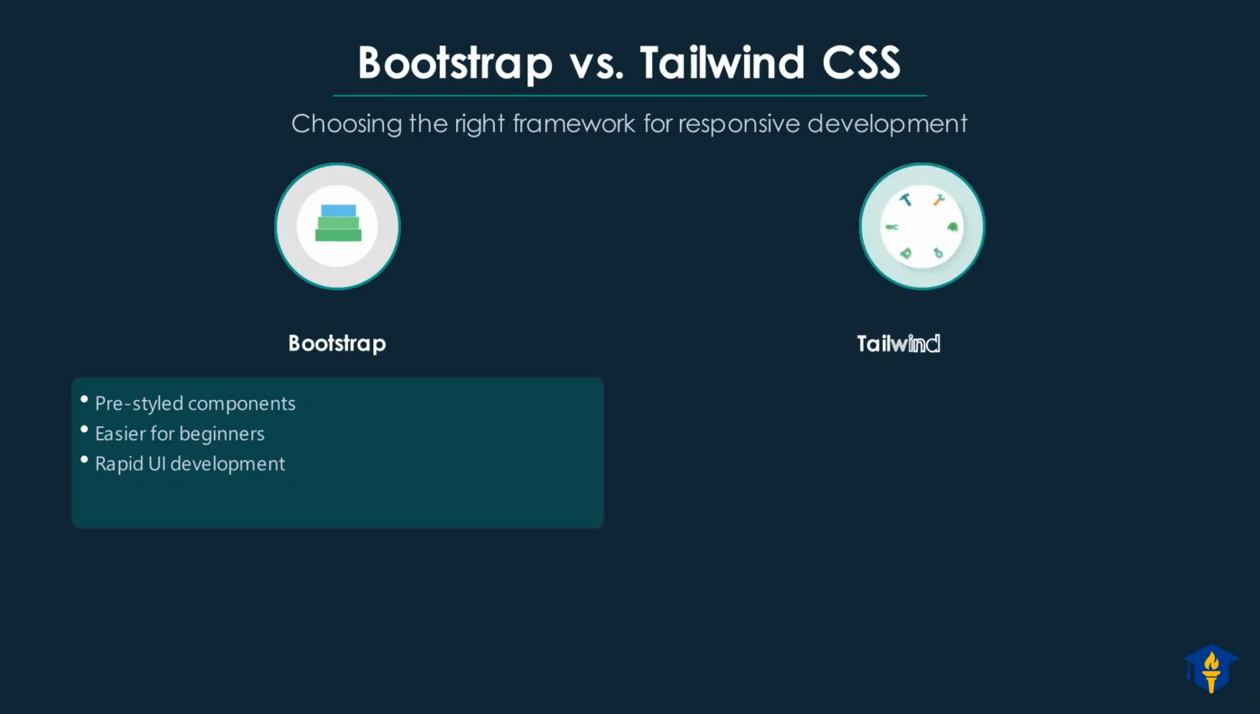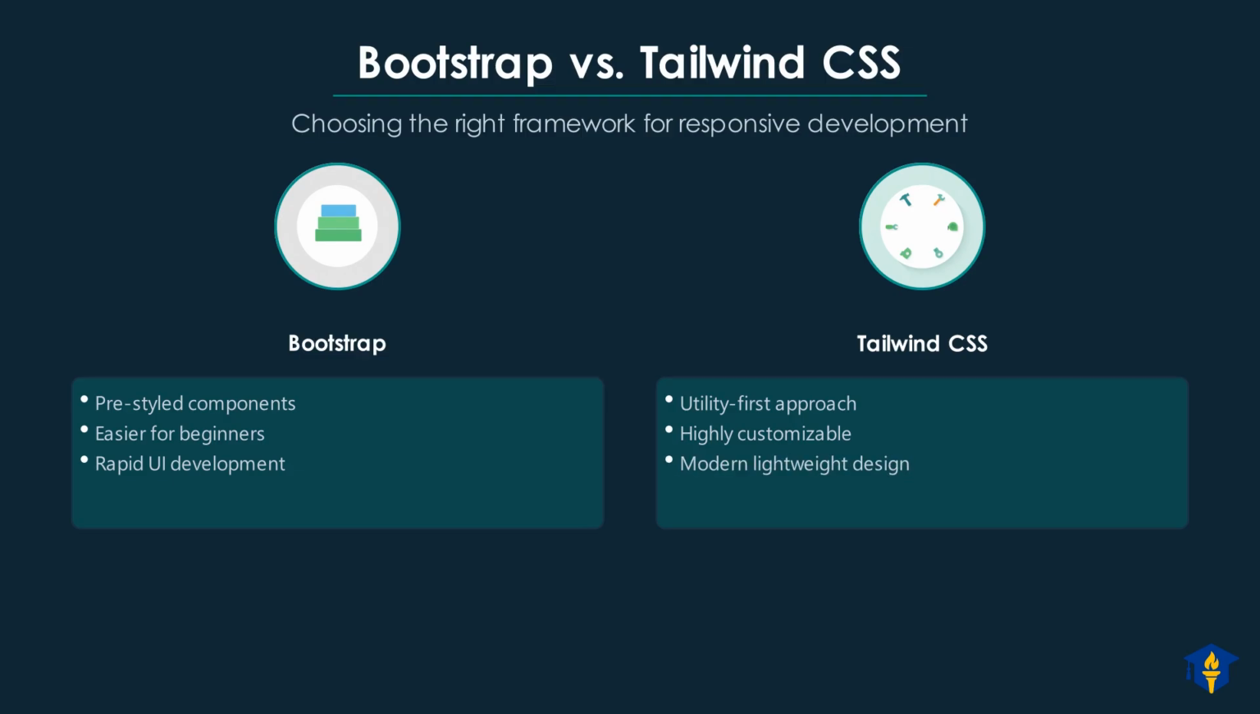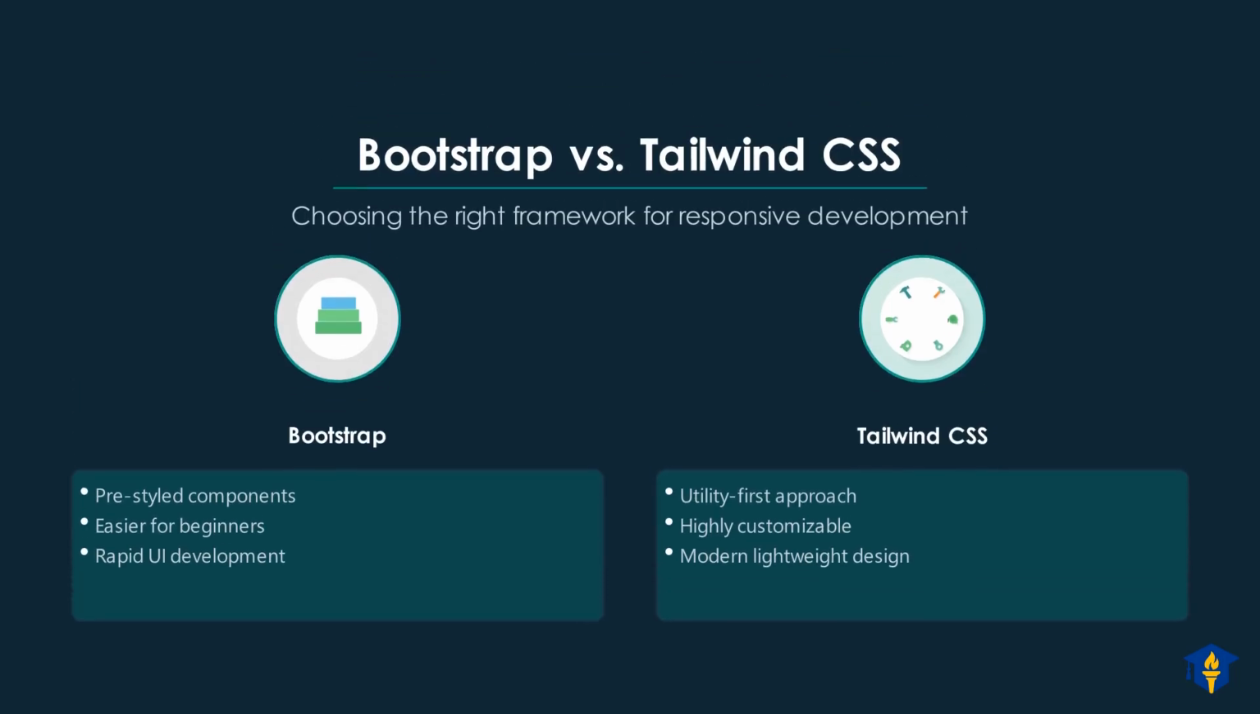Now, let's turn our attention to Tailwind CSS, which offers a different approach to styling. Tailwind CSS follows a utility-first approach, providing low-level utility classes for styling. It is highly customizable, giving developers complete control over every aspect of their design. Tailwind CSS is known for fostering a modern, lightweight design aesthetic in web applications.